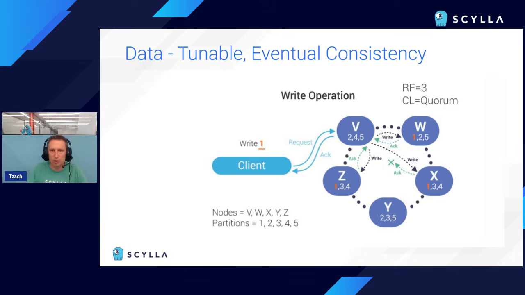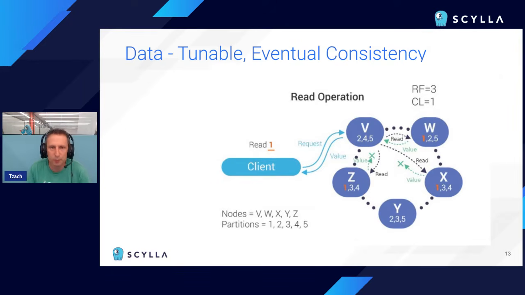Or if W and Z are down and someone asks X, they will get an old value, and this is why it's called eventual consistency. In a case of a failure, you can get an old value from time to time.